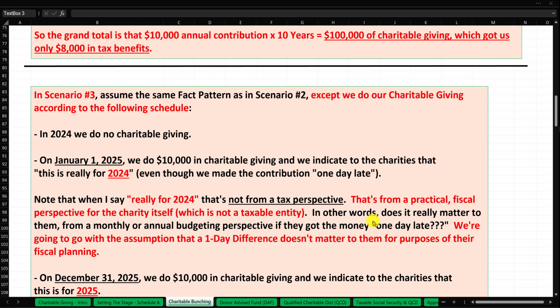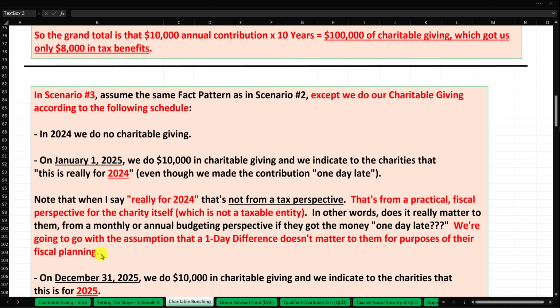In other words, does it really matter to the charity, from a monthly or annual budgeting perspective, if they got the money one day late? So we're going to go with the assumption that a 1 day difference doesn't matter to them for purposes of their fiscal planning. Another way to look at it is you're the one doing the charitable giving anyway, so you have the discretion to give whenever you want. They just have to deal with whenever the money arrives.